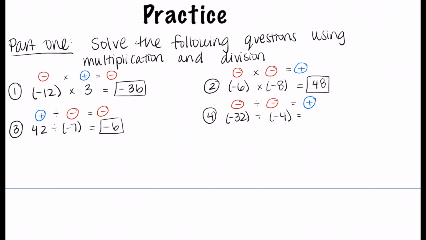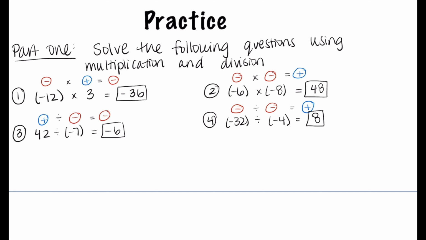When we do 32 divided by 4, we get 8. So 8 would be our answer for number 4, since we are expecting a positive answer here.